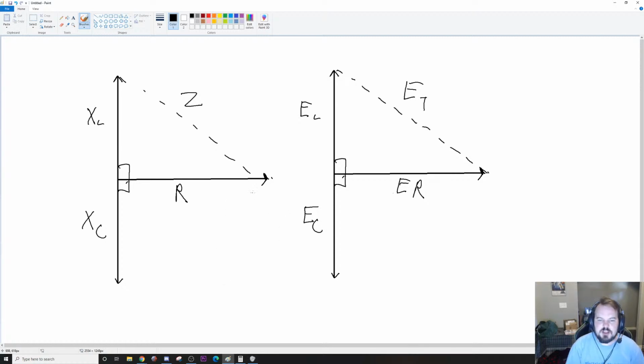Now, if you have the other one, it would be down here. X of L and X of C subtract from each other, so whichever one is bigger will be the direction that Z goes. Knowing this, E of L and E of C are 180 degrees away from each other. E of L and ER is 90 degrees. EC and ER are 90 degrees. And all of their relationships with E total depends on what the numbers are.